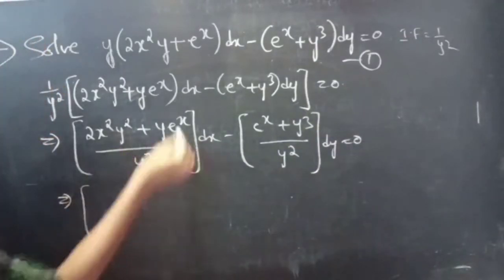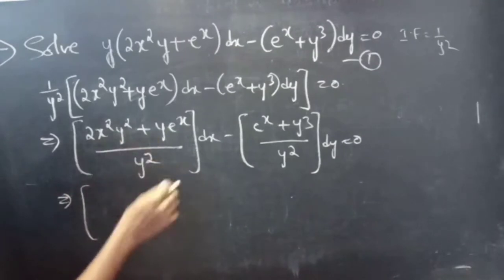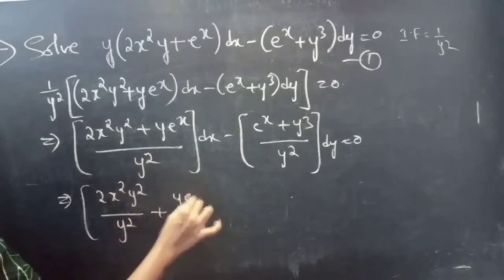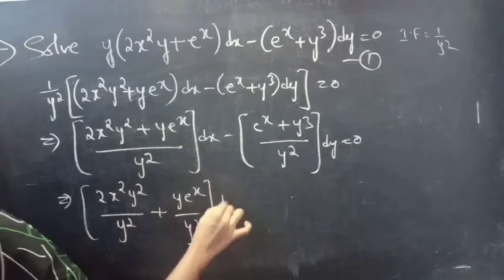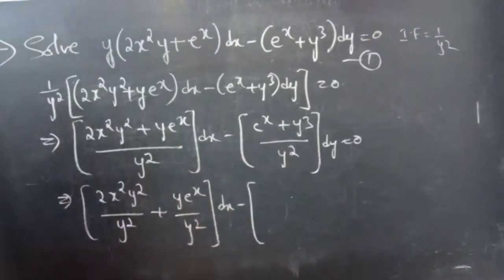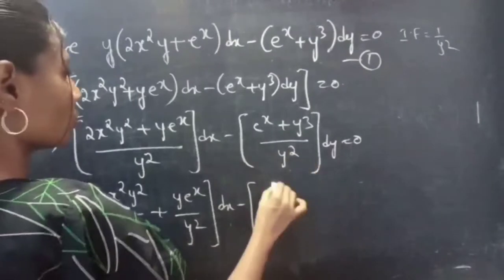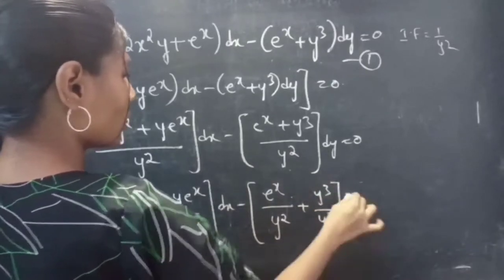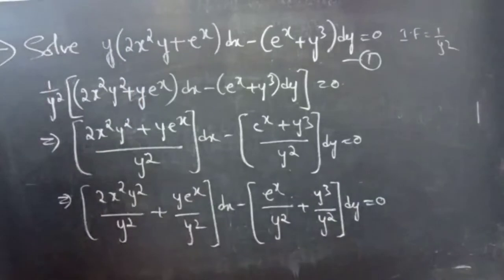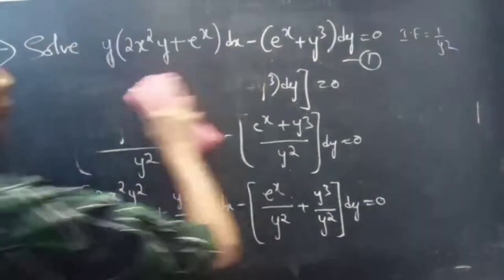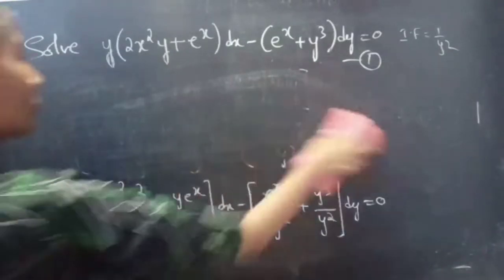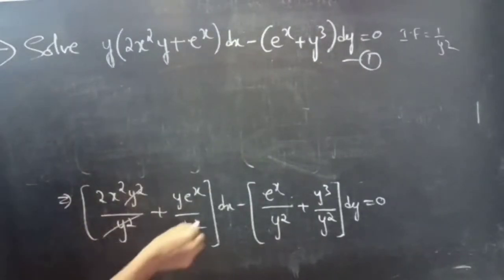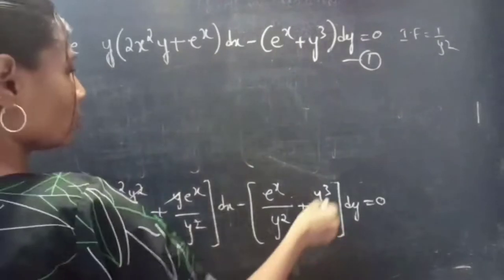Then you can split this into two terms, since you are having two terms in the numerator and one term in the denominator. 2x square y square by y square plus y into e power x by y square into dx minus. Here also you are having two terms in the numerator and one term in the denominator, so you can split the total expression into two terms. E power x by y square plus y cube by y square into dy equals to 0. Y square gets cancelled, y gets cancelled.